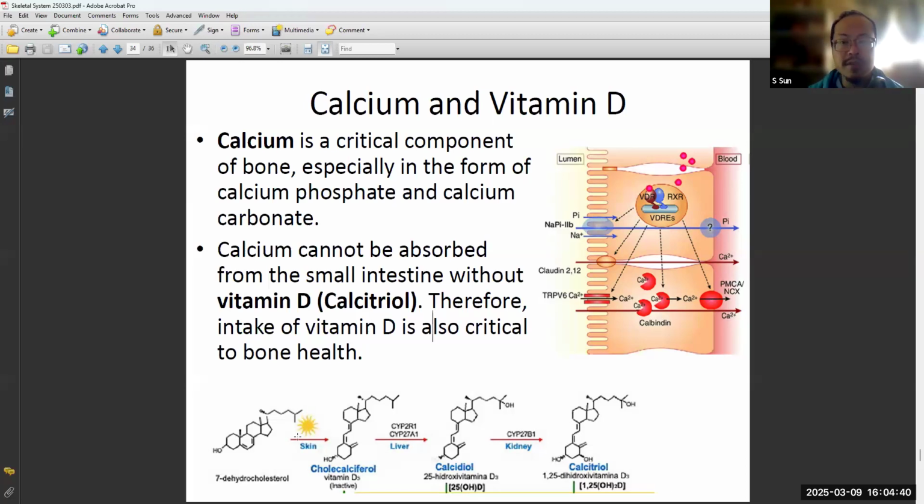So one thing to overcome that is, it's not just sun exposure, it's to take a vitamin D supplement. So that's an easier way. Vitamin D is important, calcium is important. But vitamin D is needed so you can absorb the calcium.